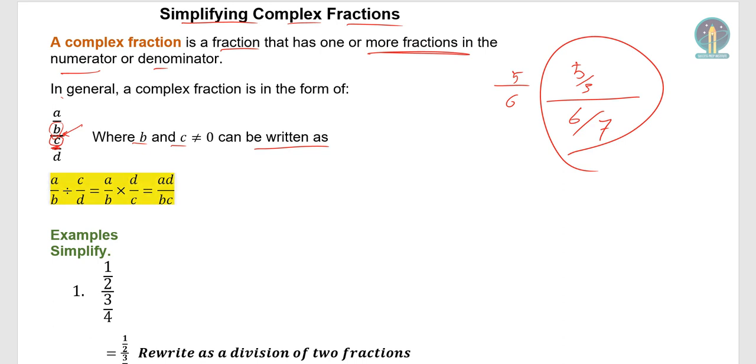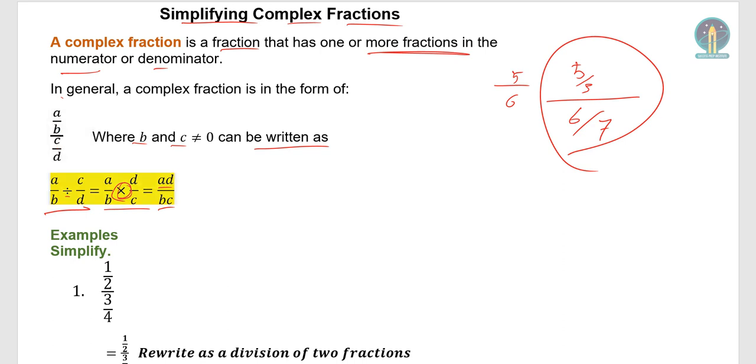So a over b divided by c over d, we can convert this division to a multiplication while flipping the numerator and denominator of the second expression, right? So this becomes a over b times d over c. So here divided by c over d, and here times d over c, which is equal to AD over BC.